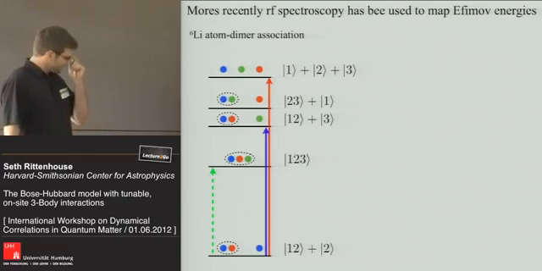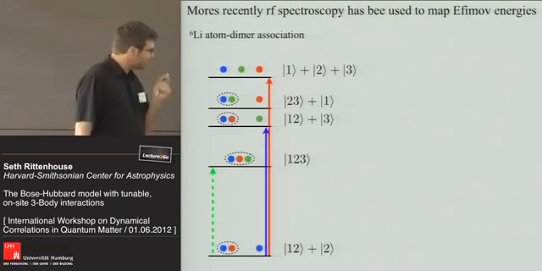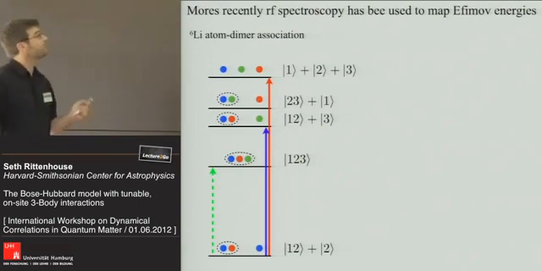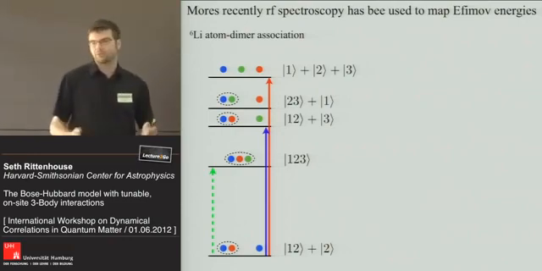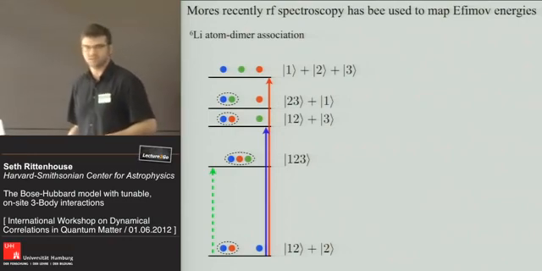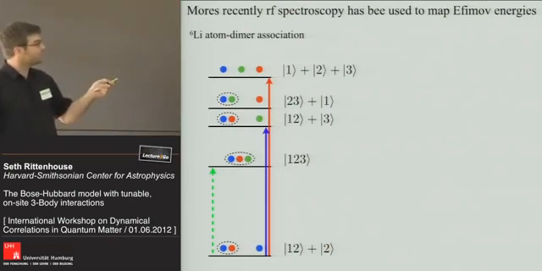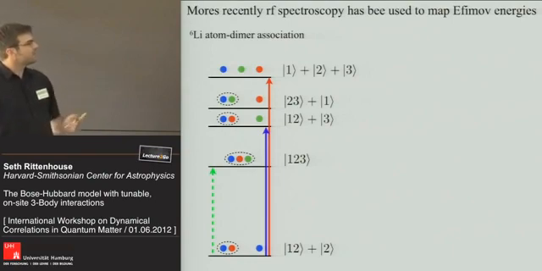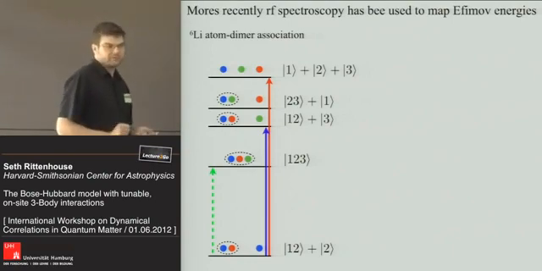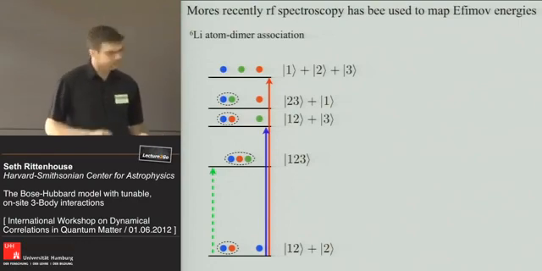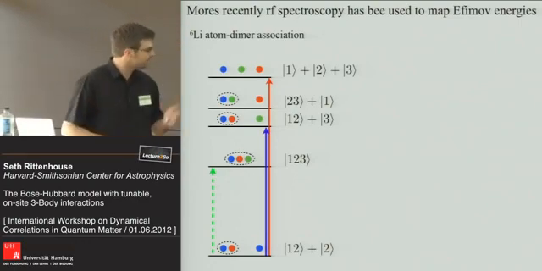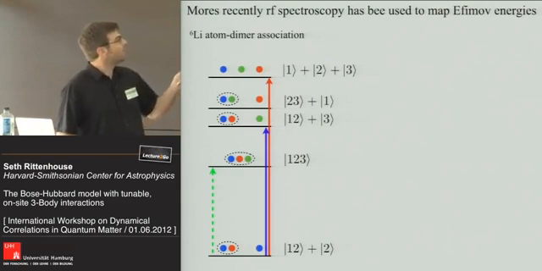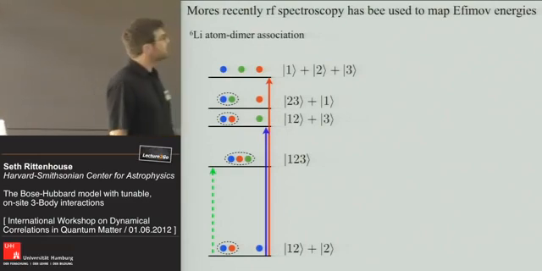So just to show a picture of what this RF association process looks like. For lithium-6, it's actually not purely Efimov physics. It's not three identical bosons interacting resonantly. It's three distinguishable fermions that can have a scattering length that can be tuned to fairly large numbers, but you can never have all three scattering lengths being the exact same and resonant at the same time. But this is the overall energy diagram that you would expect to see from this system.